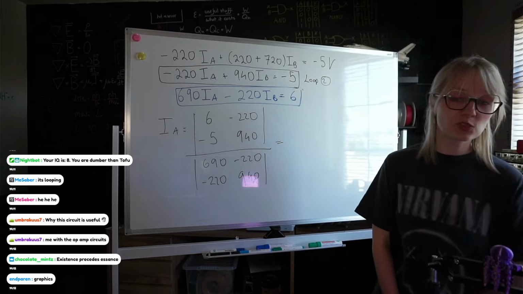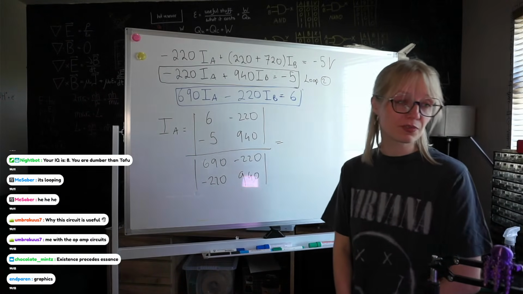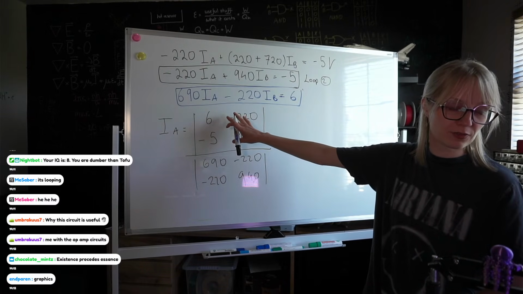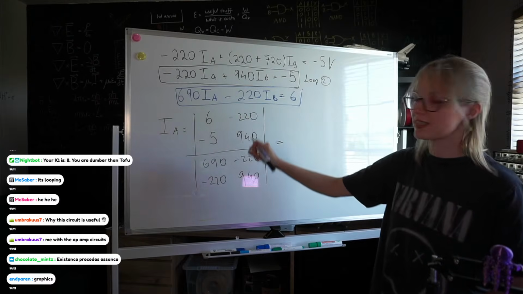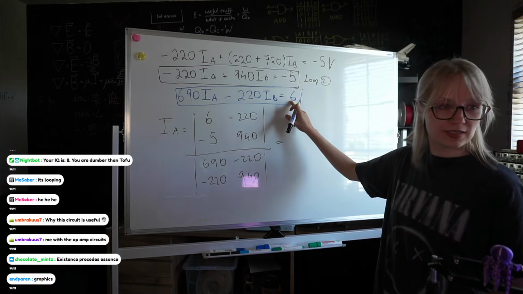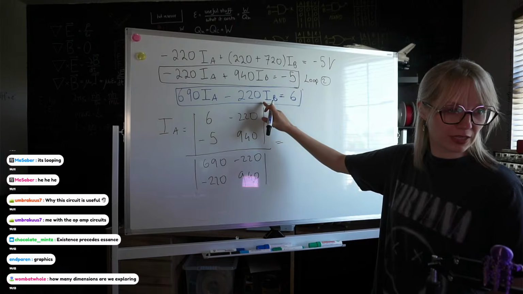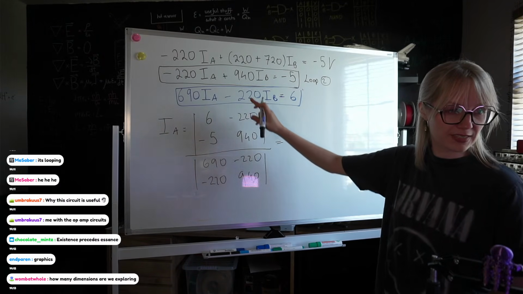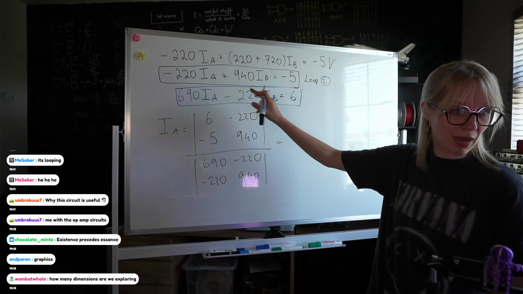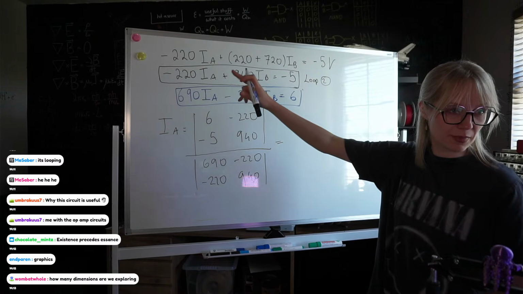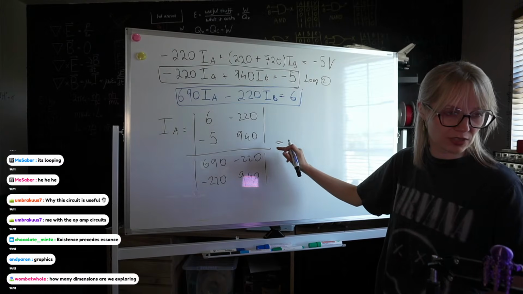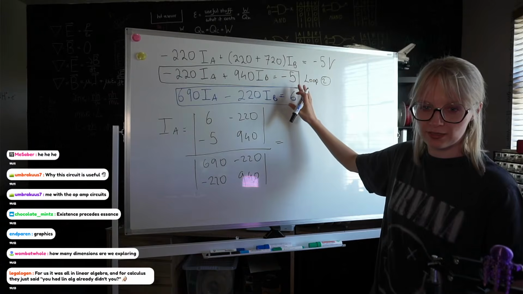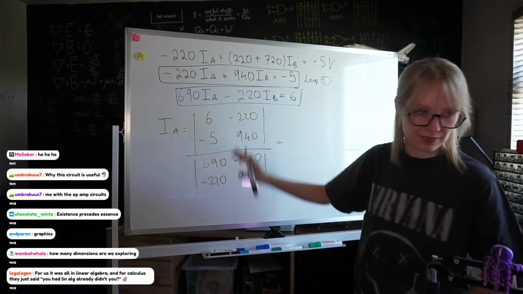Anyways, this is an algebraic method. You can do this for both IA and IB. So in the top division, or the top story, we'll say, we have the third parameter 6 volts, minus 220 minus 5 plus 940, all divided by 690 minus 220 here, minus 220 plus 900. We're solving for IA, so this part of the story divided by this part of the story.